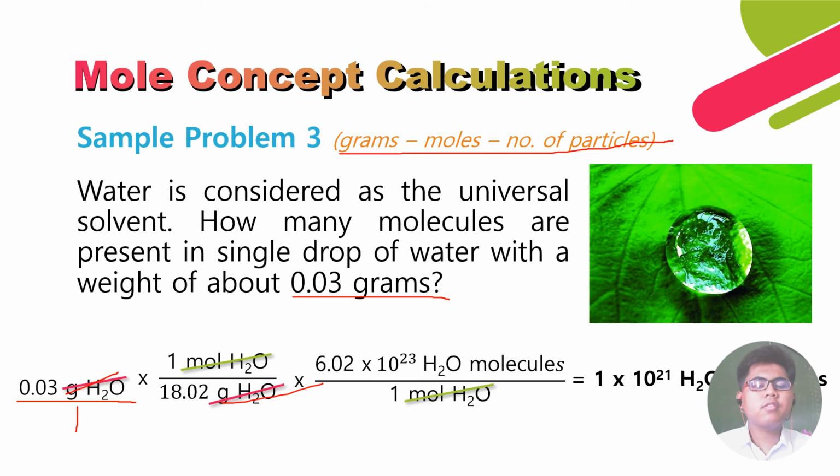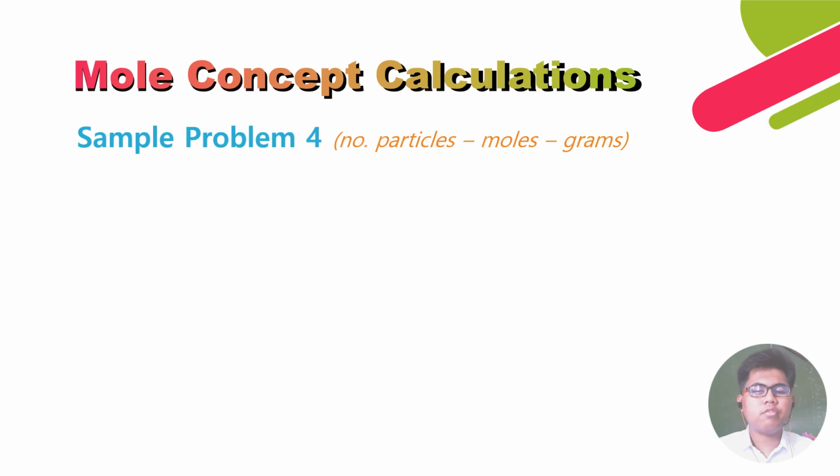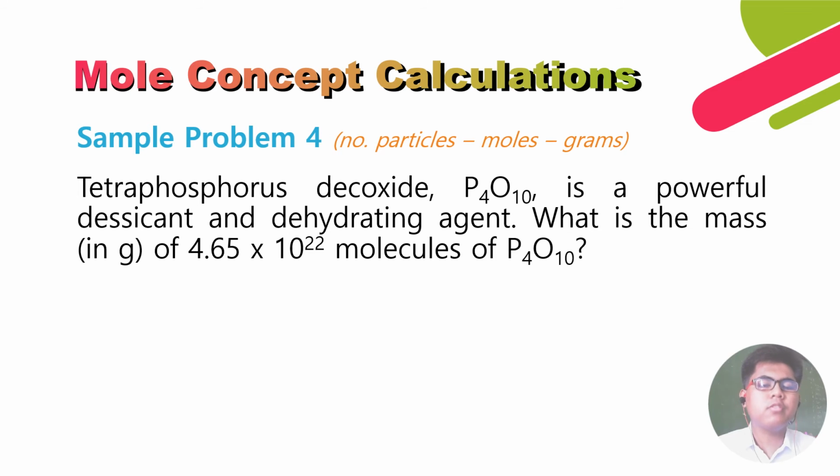Now, let's take number 4 into consideration. So ito, pabalik naman, baliktad naman ng sample problem number 3. We are asked now to convert number of particles to grams, okay, through mole. So our problem involves tetraphosphorus decoxide or P4O10, and it is a powerful desiccant and dehydrating agent. So what is the mass in grams of 4.65 times 10 to the 22 molecules of P4O10?